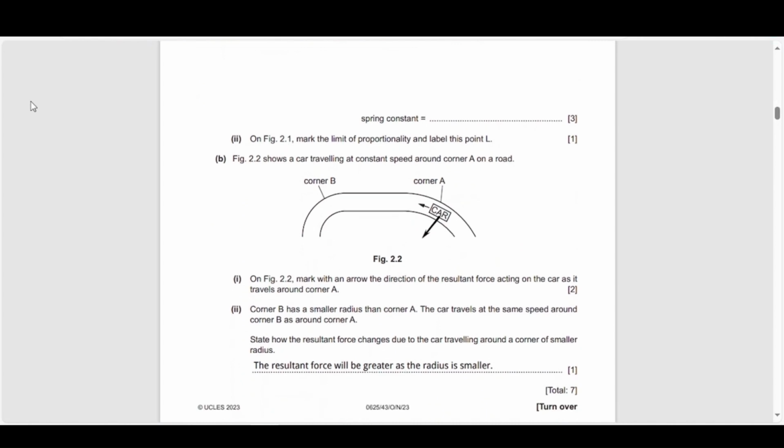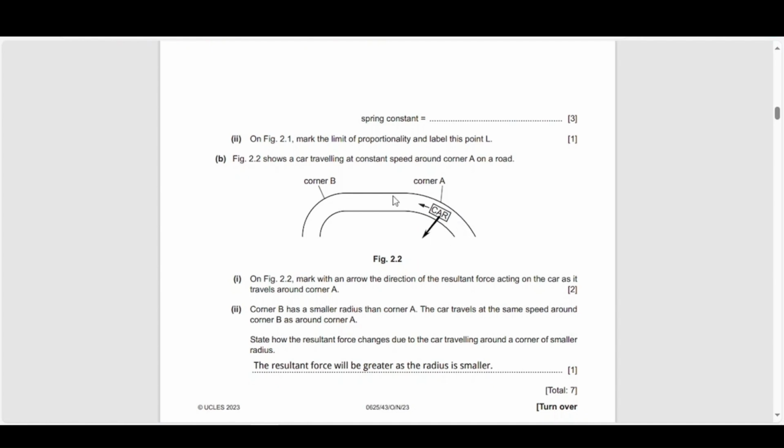But part B of the question goes, Figure 2.2 shows a car traveling at constant speed around corner A on a road. So that's the car. This is corner A, that's corner B, and it's going around these bends. On figure 2.2, mark with an arrow the direction of the resultant force acting on the object as it travels around the corner. So essentially, we know that around the corners, the object is traveling on a circular path. And we know that there is going to be a force, a centripetal force, that ensures the car moves in the circular path. And that force is going to be acting towards the center of the curve.